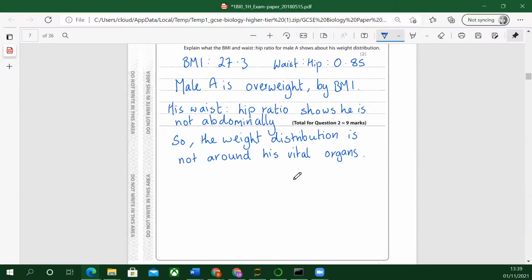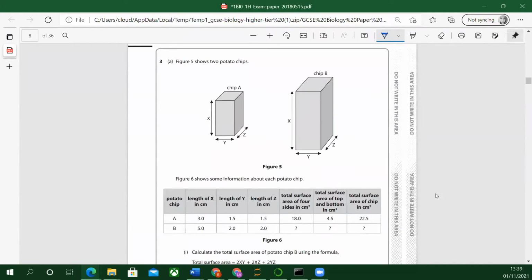Figure 3A shows 2 potato chips. They say chips, they mean they've cut a potato into that size. Not necessarily like chips that you buy in a bag, but a chip just means a part of something, that's why we call them chips. Chip A and chip B. Figure 6 shows some information about each potato chip. We've got quite a lot of information here about each one.